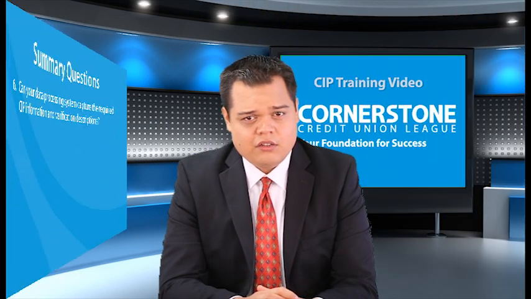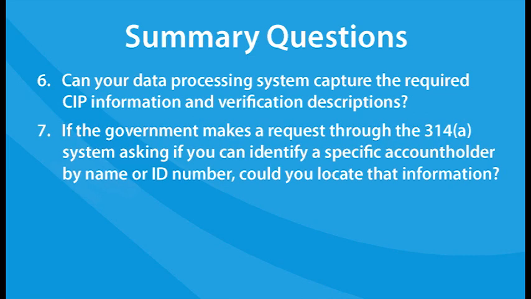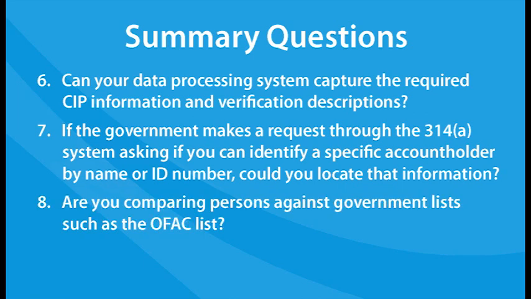And 6, can your data processing system capture the required CIP information and verification descriptions? 7, if your government makes a request through the 314A system asking if you can identify a specific account holder by name or ID number, could you locate that information? 8, are you comparing persons against government lists, such as the OFAC list?